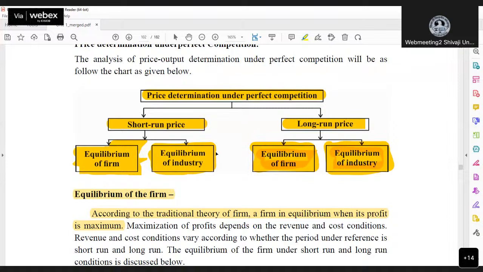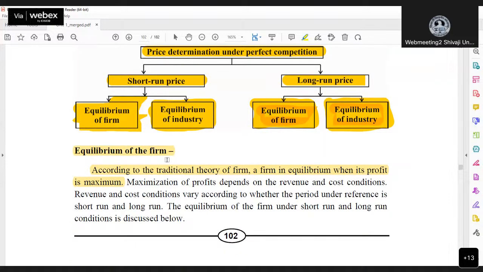Here, this part is very similar to each other, but what is the difference? The difference is short run price and long run price. Under the heading of these two, we have to study equilibrium positions for firm and industry. These are very interesting, and you will need special concentration to understand this matter.